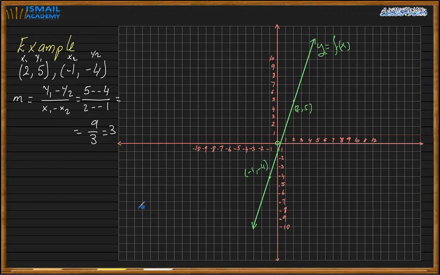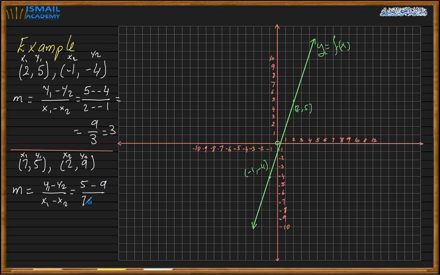So my slope will be, this is x1, y1, x2, y2, so 5 minus 9 over 7, a negative slope, so a descent line. Let me pick a different color. We have 2, 9, so this is 2, 9. I connect those two. There we go.